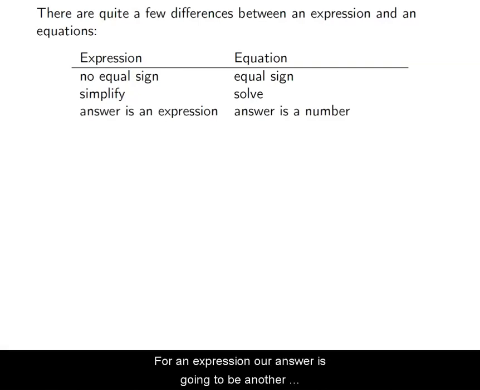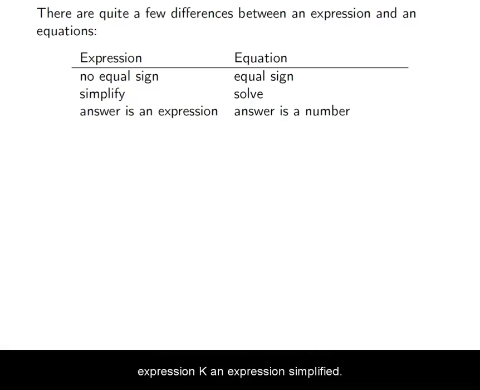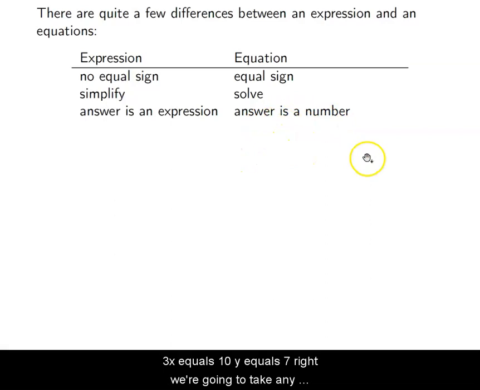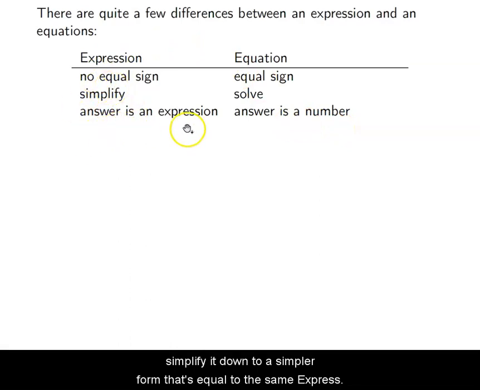For an expression, our answer is going to be another expression, okay? An expression simplifies down to a simpler expression. An equation gets solved to be a single value, right? X equals 3, x equals 10, y equals 7. Right? We're going to take an equation and come out with an answer that is a number, okay, a real value. An expression, we are going to simplify down to a simpler form that's equal to the same expression, okay.